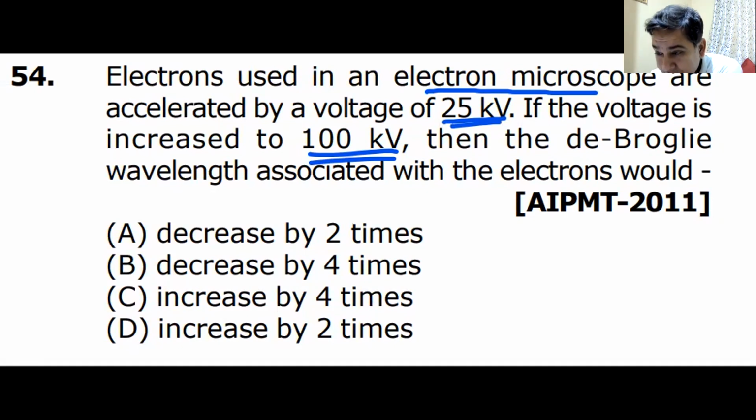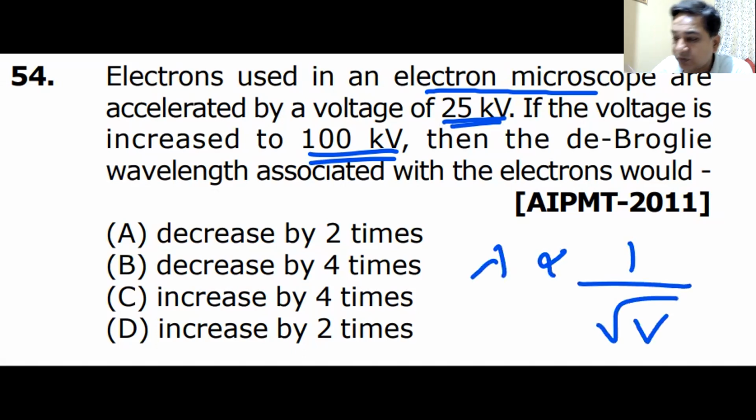Option B. Decrease or increase? Decrease. Yes, decrease by 4 times. See, that is the problem. You have lost 5 marks. Why have you lost 5 marks? Because you have not used your head. Do we remember the wavelength is inversely proportional to 1 by root over V? This was root over V and you did not see that root over V. So your voltage has become 4 times.